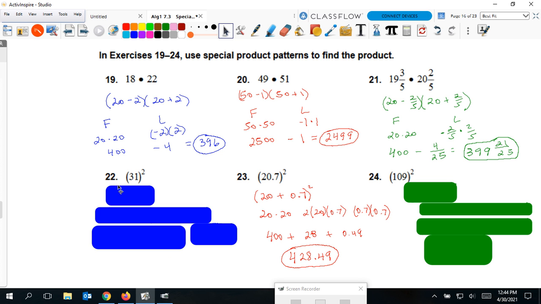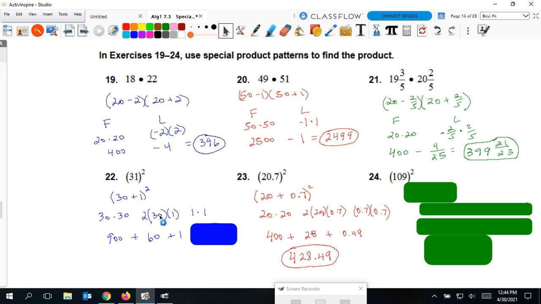All right, so you should be checking your answer for 22. 30 plus 1, so we're going to do 30 times 30, 2 times these two times each other, 30 times 1, and then 1 times 1 in the back. So that's going to give us 900, and this is going to be 60, and then a 1. So it's just 961 for that one.